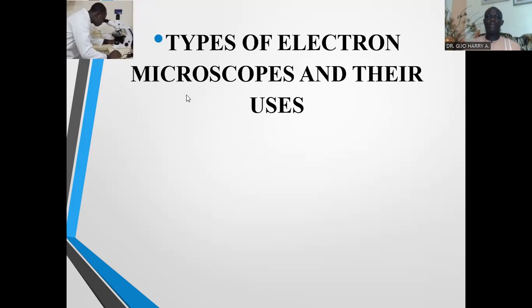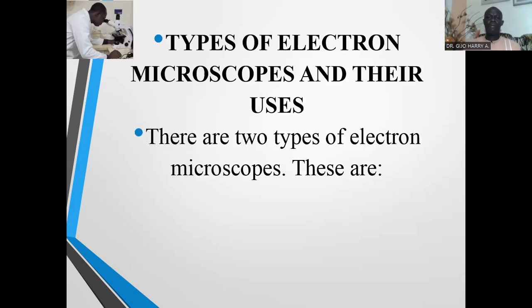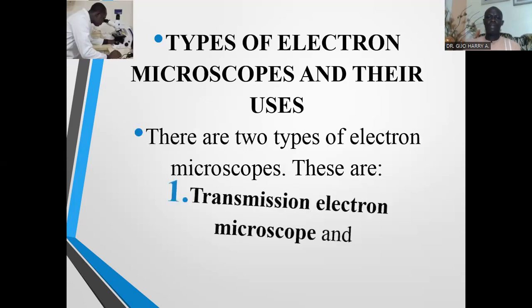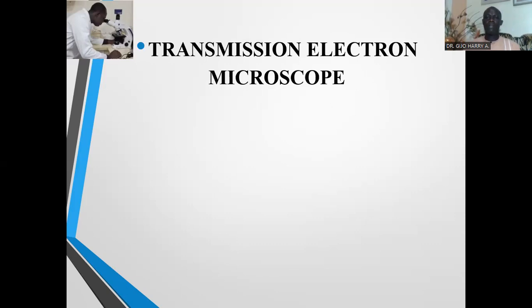Now I want to look at the types of electron microscopes and their uses. There are two types of electron microscopes, and these are the transmission electron microscopes and the scanning electron microscopes. I want to look at the transmission electron microscopes.